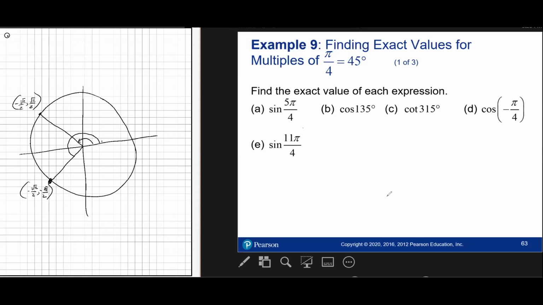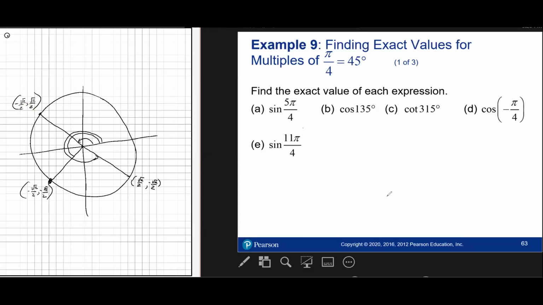315 is going all the way around over to here. And because of the point symmetry with this point over here, I'm just going to change the signs. So it's going to be the same numbers, except instead of a negative square root of 2 over 2 for the x, it's going to be a positive square root of 2 over 2. And the y is going to be a negative square root of 2 over 2. And cotangent is the x over y. So I have square root of 2 over 2 over a negative square root of 2 over 2, which is a negative 1.